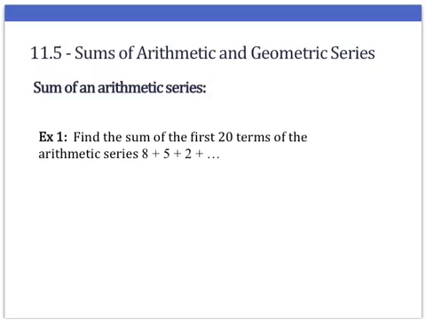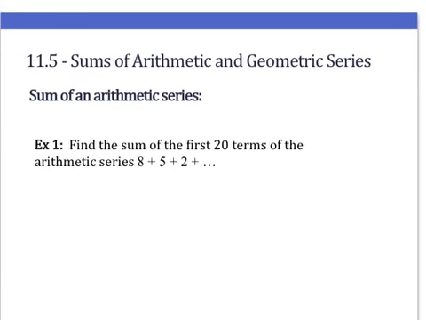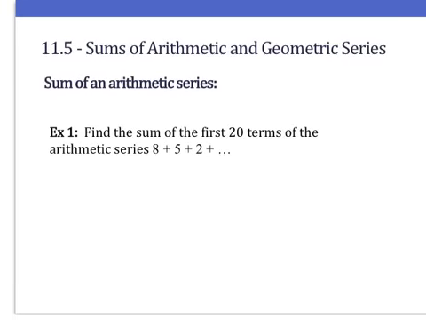Alright, we're going to begin with a formula. It's a shortcut for finding the sum of an arithmetic series. So if we're adding the first n terms, we're going to have n times the sum of the first term and the last term divided by 2. So you don't need to know any of the terms in the middle.